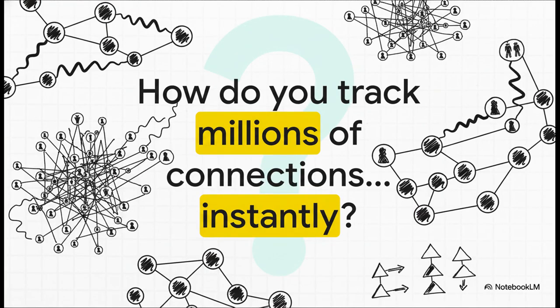So picture this. You're building a massive social network, or maybe you're analyzing a huge computer grid. You've got millions, maybe even billions of items, and you need to answer one simple question over and over again. And you need the answer now. Are these two things connected? Not just directly, but maybe through a super long, winding chain of other items. How do you do that?